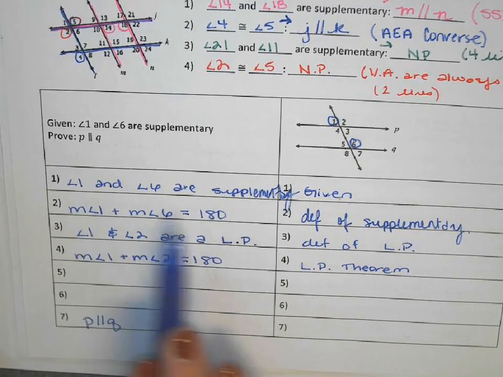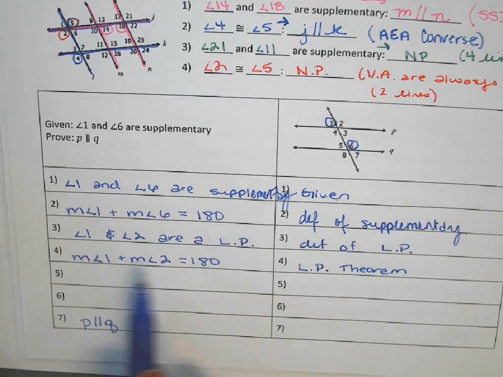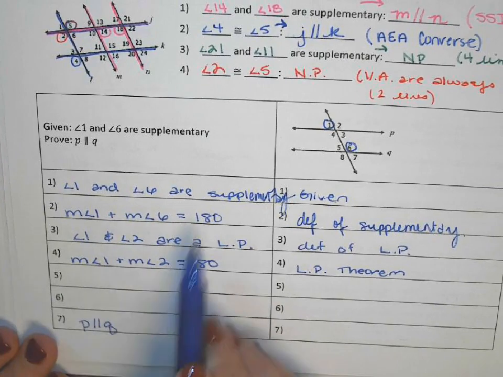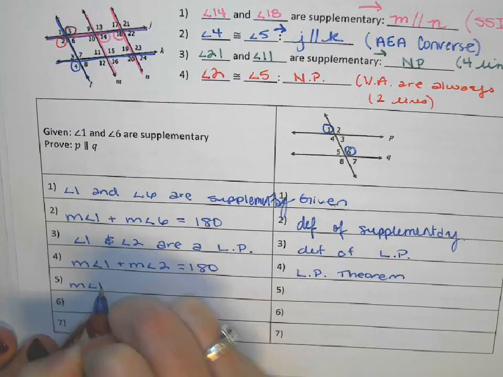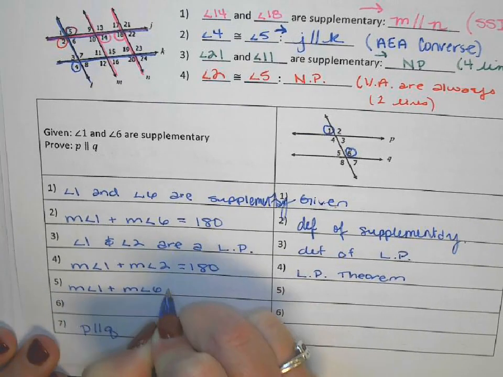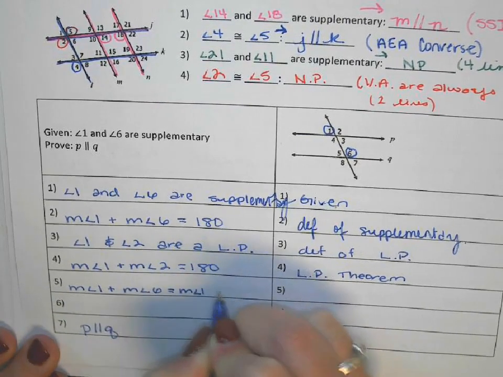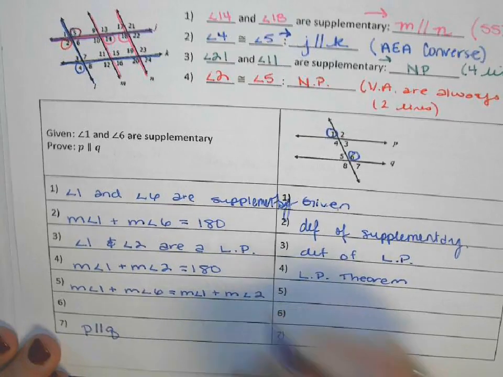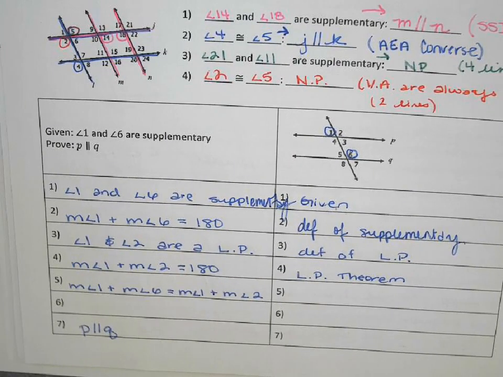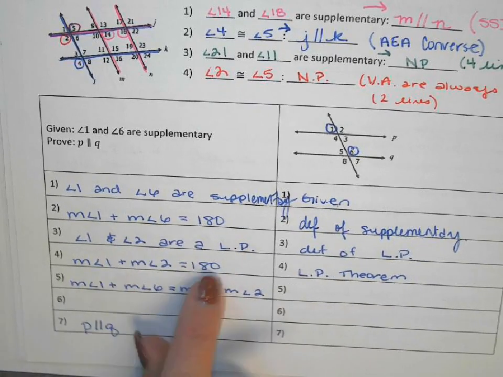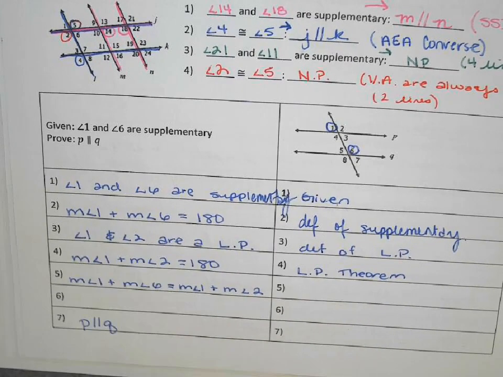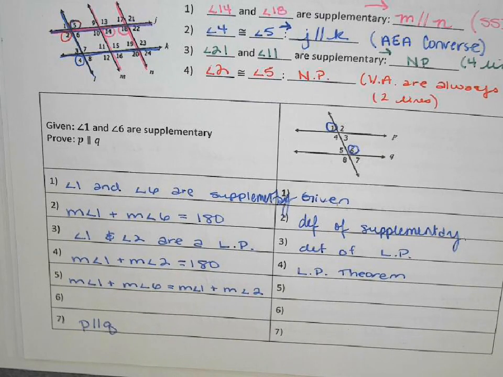Okay, so I know that 1 and 6 add to 180, and I know that 1 and 2 add to 180. So if both of those add to 180, that means that the measure of angle 1 plus the measure of angle 6 must equal the measure of angle 1 plus the measure of angle 2. Do you see how if this equals 180 and this equals 180, then these two must be equal? Okay, what would be my reasoning there?